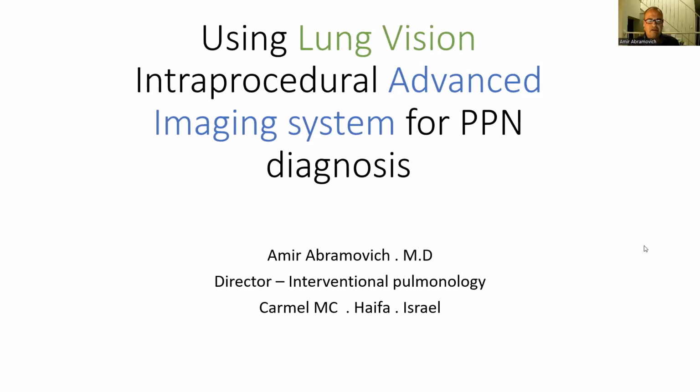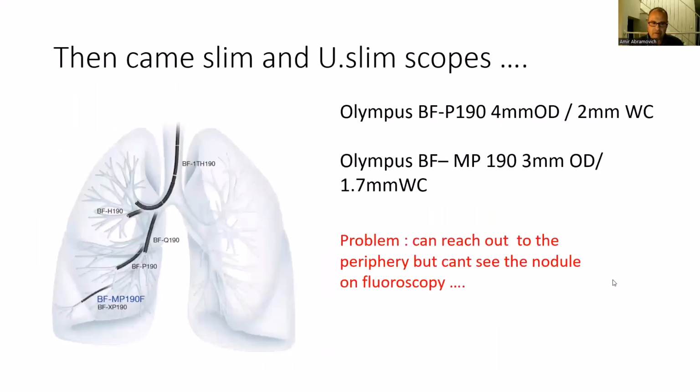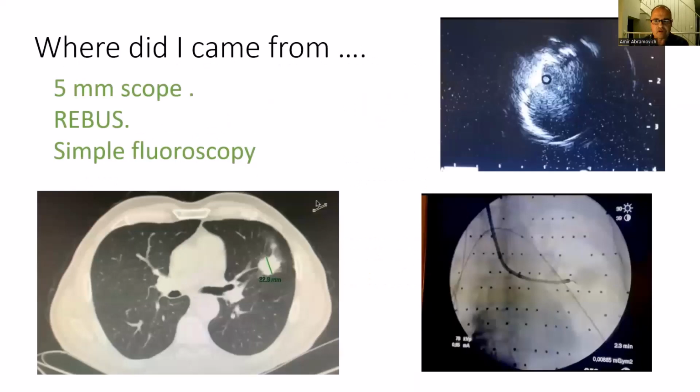I will talk about using LungVision intraprocedural advanced imaging systems for peripheral pulmonary nodule diagnosis. So this is where I came from. I started from using a 5mm scope with radial ultrasound and fluoroscopy. And as long as I could see the lesion on fluoroscopy, I could navigate there with a 5mm scope, find it with a radial ultrasound and take biopsies.